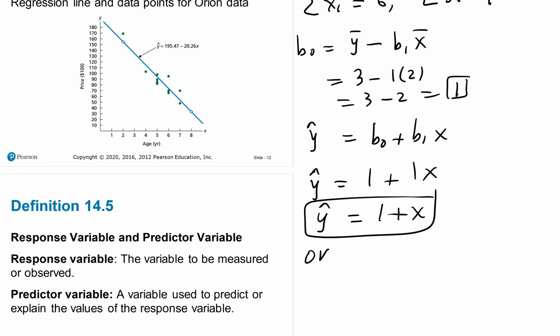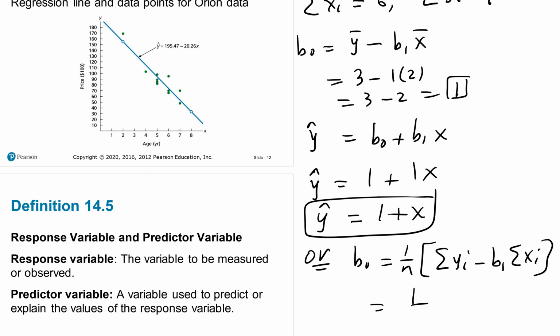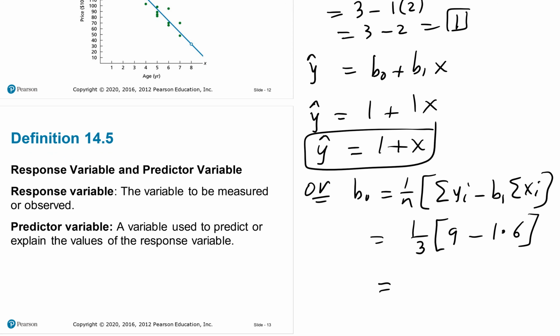Or another way to find b0 is 1 over n, times the sum of y i's minus b1 times the sum of x i's. That's why I found these sums. n is the sample size, 3. The sum of y's was 9, b1 is 1, and the sum of x's is 6. If we calculate it, we will get the same answer as before. 9 minus 6 is 3, 3 times 1 third is 1. So that's how we find it. This is the response value, the predicted value.